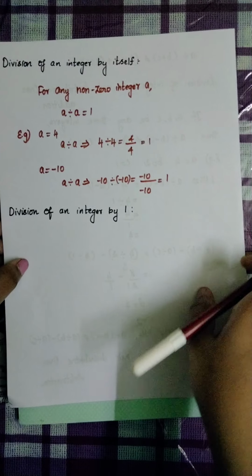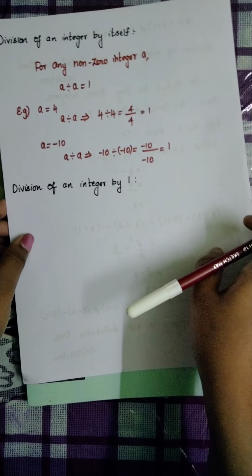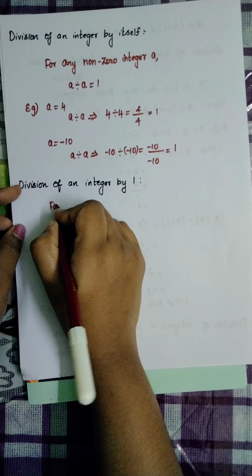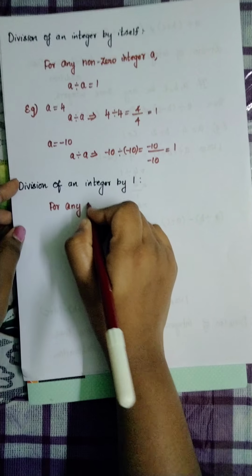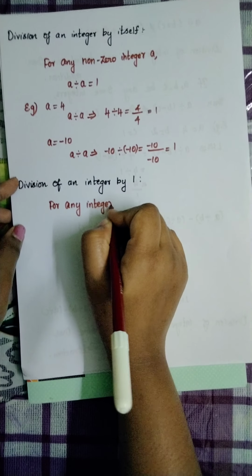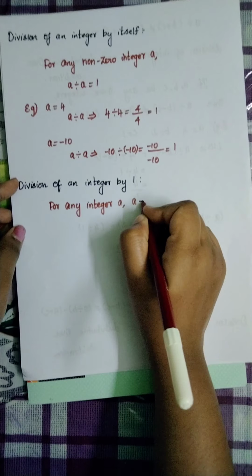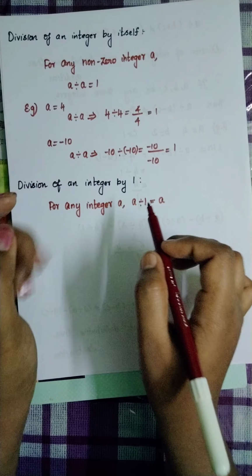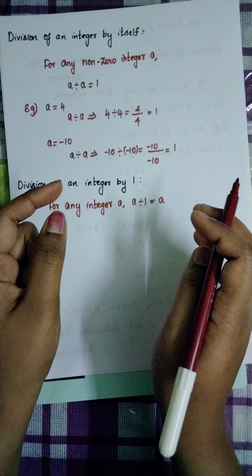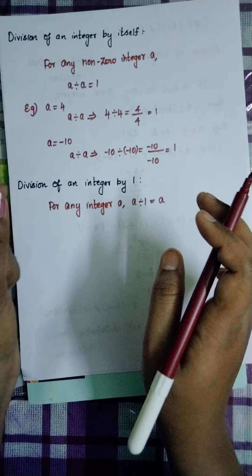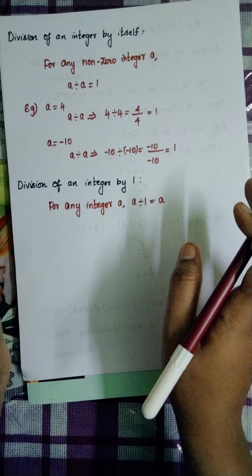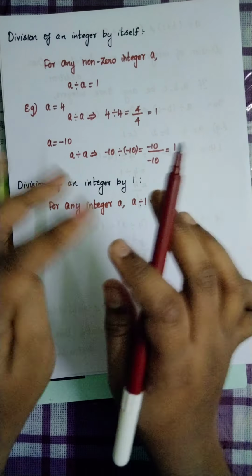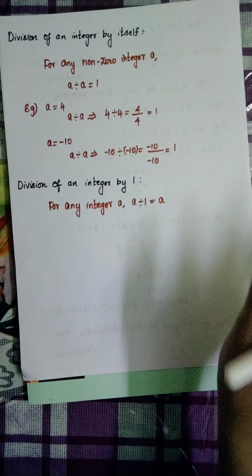So our next heading is division of an integer by 1. Our condition is for any integer a, a divided by 1 is equal to a. When you are dividing any integer by 1, the final answer is that same number, that is, the number itself.